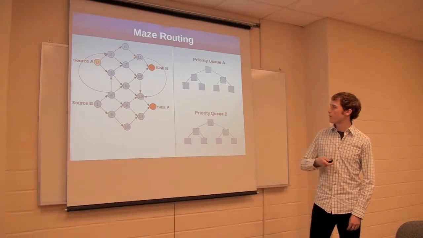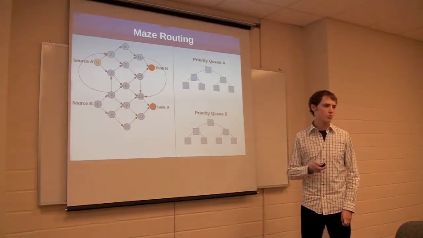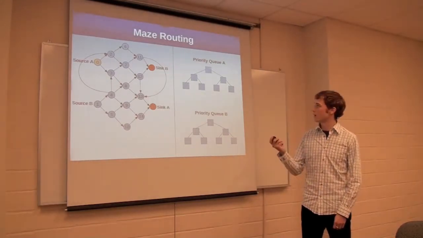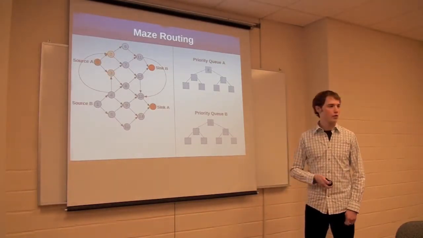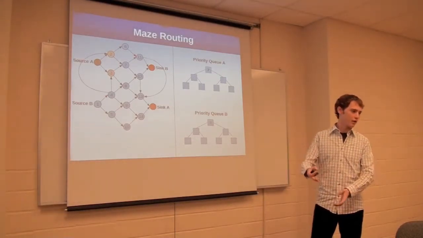Okay, so in our previous example, we had maze routing. If we were to pop the neighbors of the source onto the priority queue, processor A would add node A to priority queue A, and processor B would add node 3 to priority queue B. So this can be done in parallel, costing and adding.